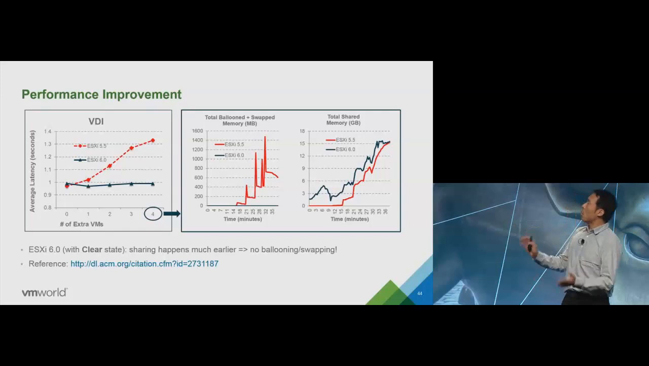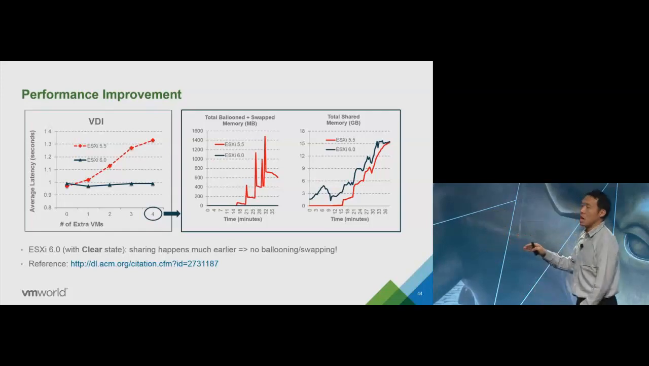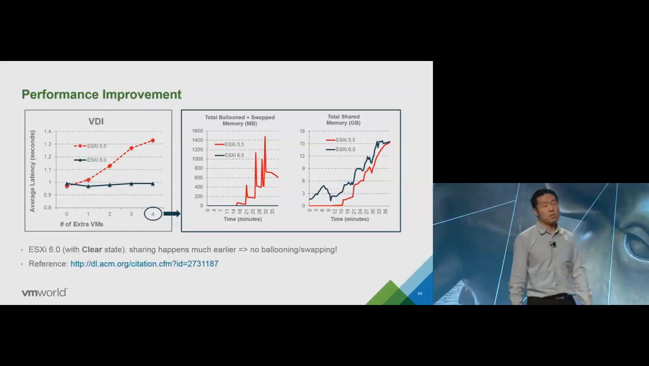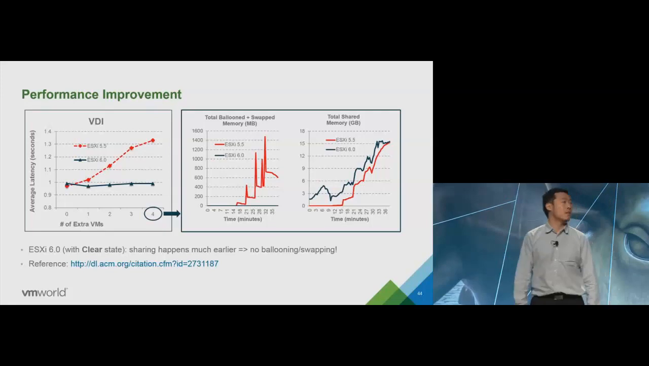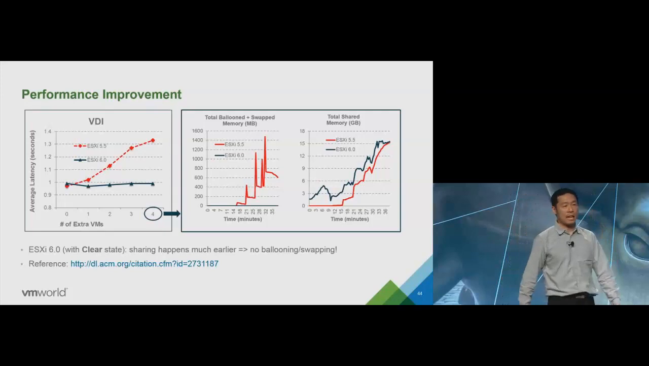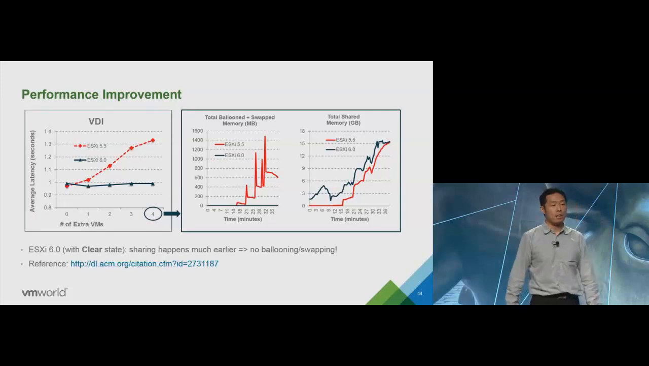If you look at the total amount of shared memory in the rightmost figure, you can see that with a clear memory state, the page sharing happens much earlier, so the total amount of ballooned and swapped memory is completely avoided, as shown in the middle figure. Well, in the ESXi 5.5 hypervisor, the sharing only happens when ballooning and swapping happen. So those swapped and ballooned memory already hurt performance. We have published an academic paper to talk about all these new features technically in great detail. So I'm just here to give a pointer if anybody is interested in the details.